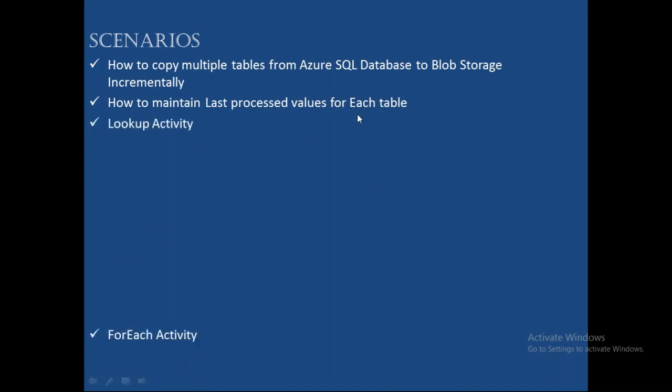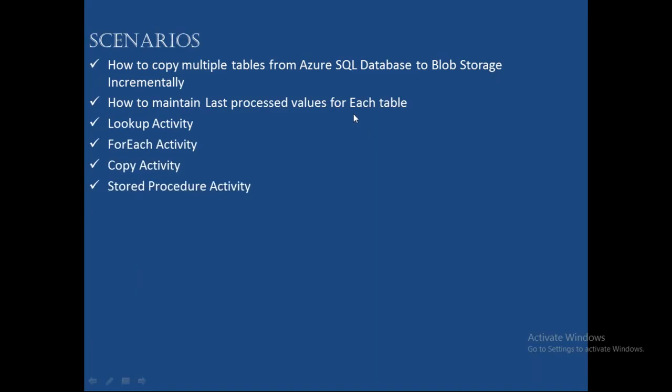In today's session, I'm going to use the lookup activity, for each activity, copy activity, and stored procedure activity. Yesterday, what activities did we use? Lookup, copy activity, and stored procedure activity. So today I'm going to introduce one more activity called the for each activity. Why for each activity? This is for copying each table. What it means is, if you want to do something for each table, then you need to use a for each activity. For each table you want to load, whether full load or incremental load, it doesn't matter. Whenever you are working with multiple tables, you need to go with the for each activity.